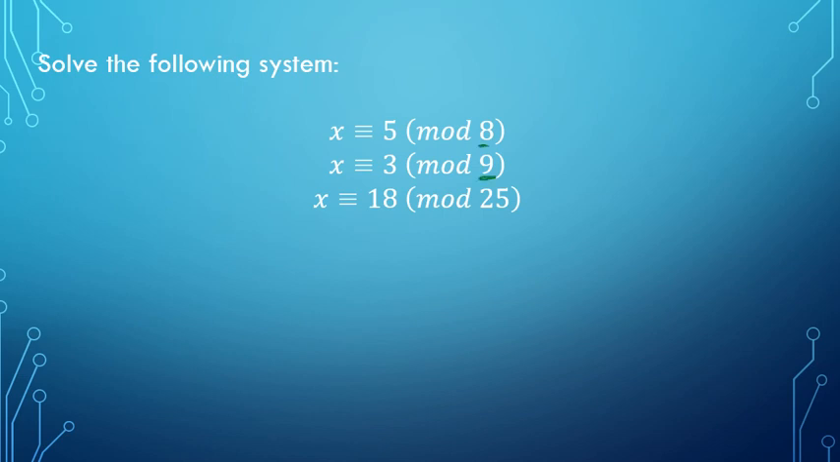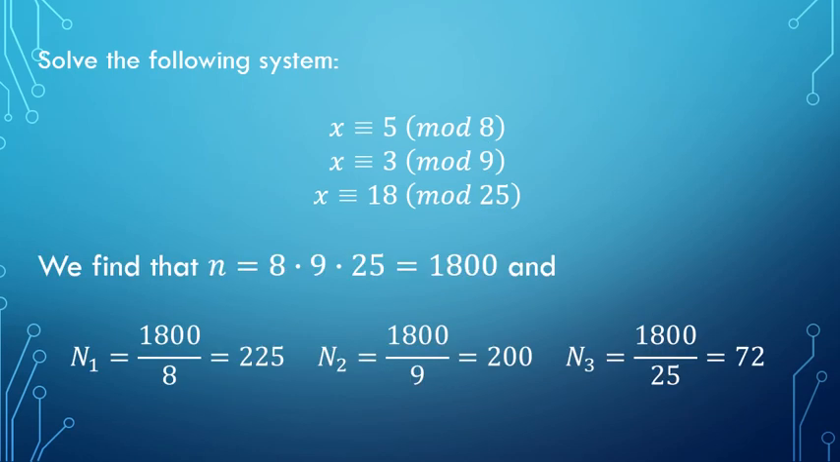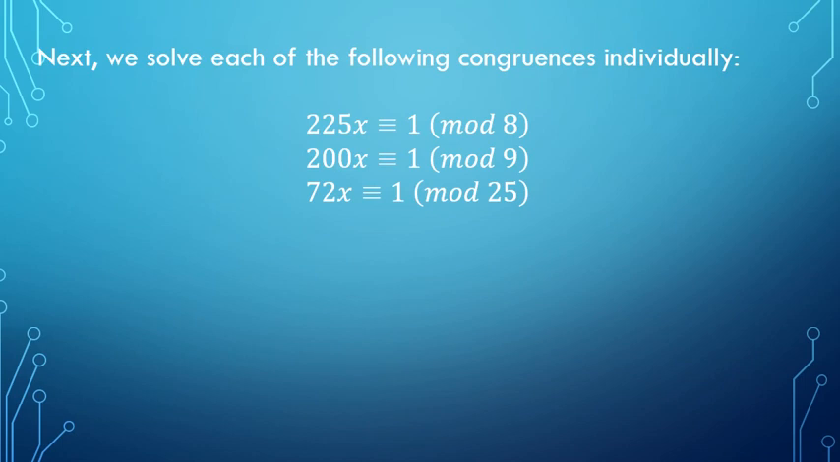Taking the product of these n's gives us our little n of 1800, and then we're finding our capital N's. Capital N1 is 225, capital N2 is 200, and capital N3 is 72. These become the coefficients of x in each of our 3 resulting linear congruences. So 225x is congruent to 1 mod 8, 200x is congruent to 1 mod 9, and 72x is congruent to 1 mod 25. Again, we are working with larger numbers here, but we can simplify these by taking them modulo their respective n value.